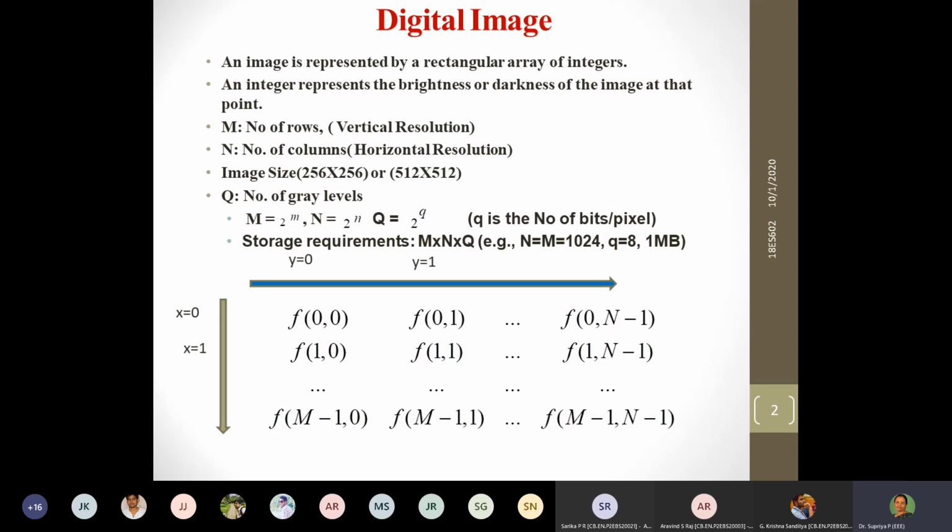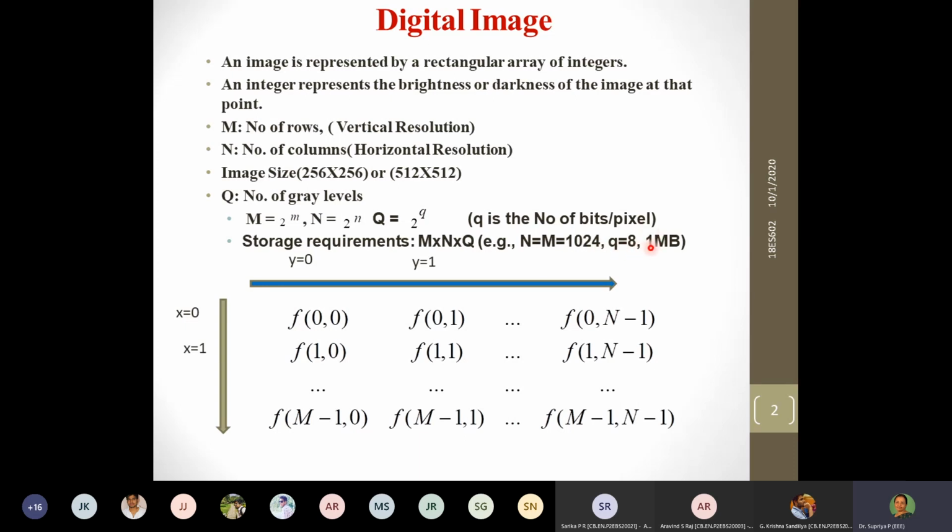When the image is shown in binary, the clarity of the image is lost. Better clarity is obtained when it is 8-bit, that is when it is gray, and still better clarity is obtained when it is 24-bit. So if we consider a case where the number of rows and columns are equal and the value is 1024, the total memory capacity required will be 1 MB.